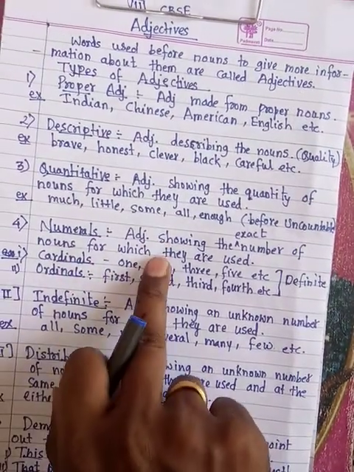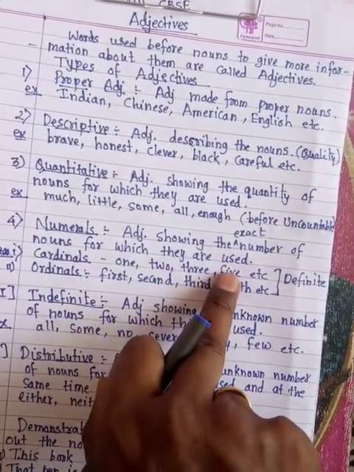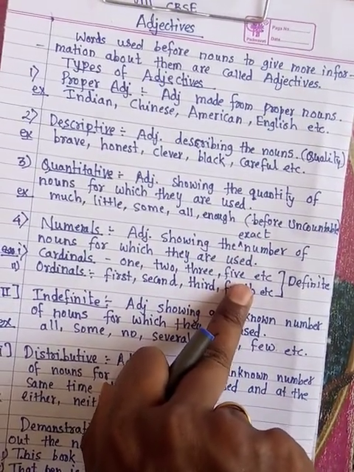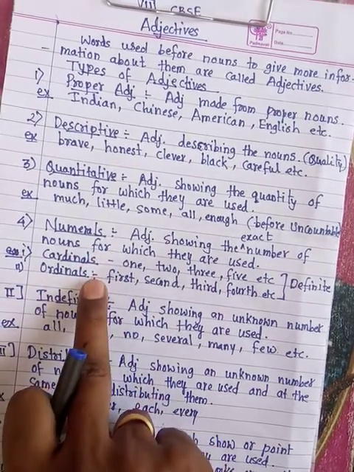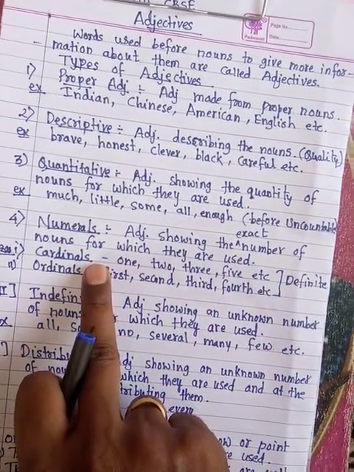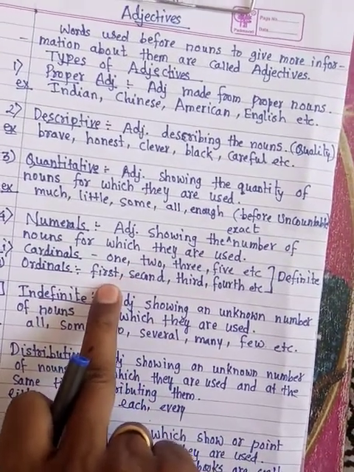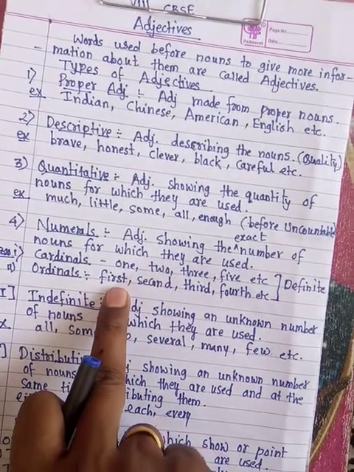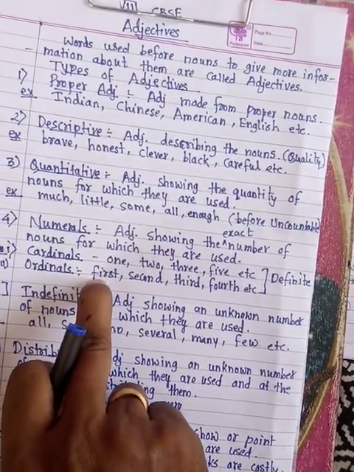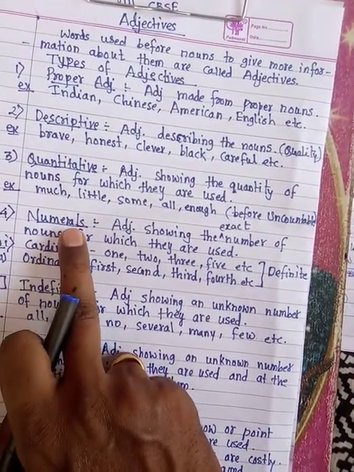For example, 1 student, 2 students, 3 students. So in this way exact number is shown. Again there are two types: 1, 2, 3, 4, 5 are called cardinals, and ordinals means first. This is my first prize. Before prize, which is a noun, the word used is first. So first is an ordinal or numerical adjective.